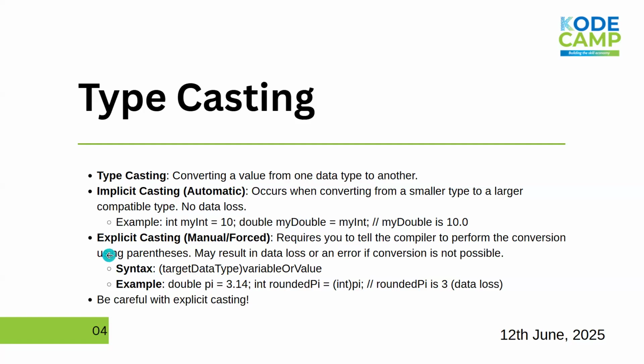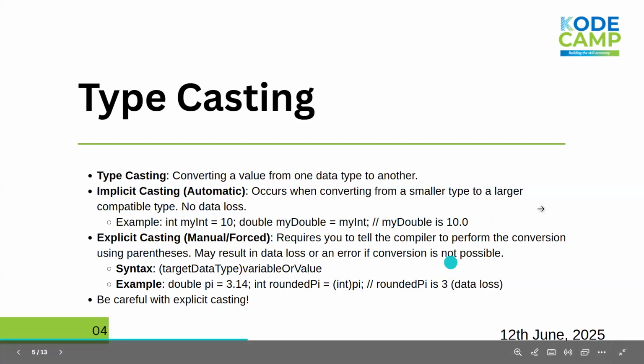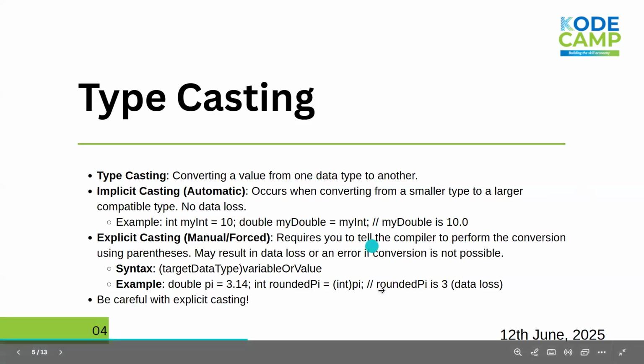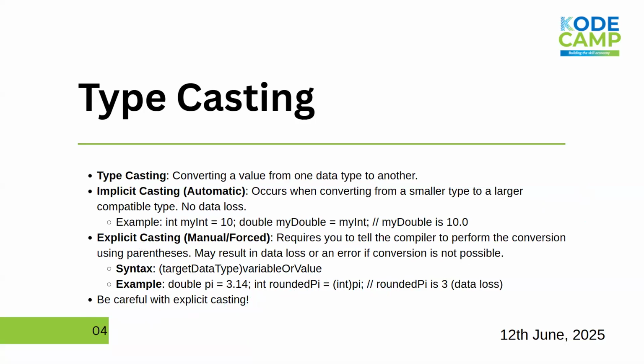All right, so explicit is the opposite, right? Converting from the higher to the lower type. We'll see all this when we go into the demo part. One thing you should note is that the kind of data we manipulate is very important. That is why there is a warning here that says, be careful with explicit casting. Why should you be careful with explicit casting? Because of data loss, right?